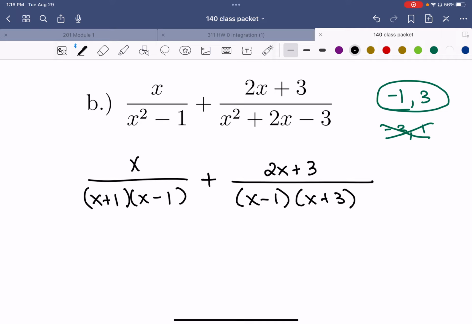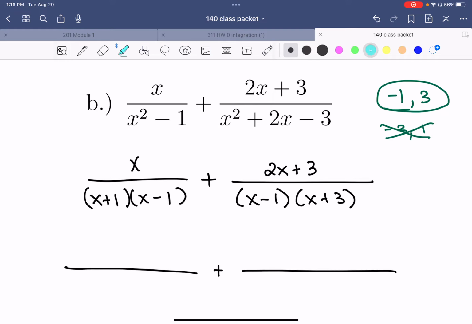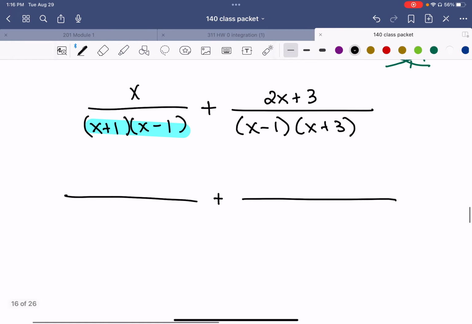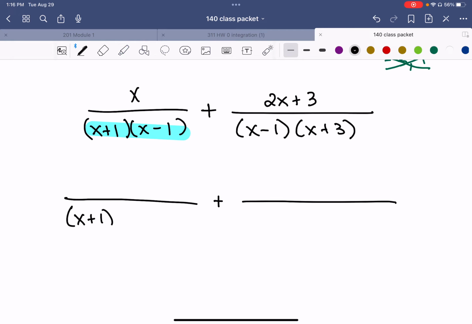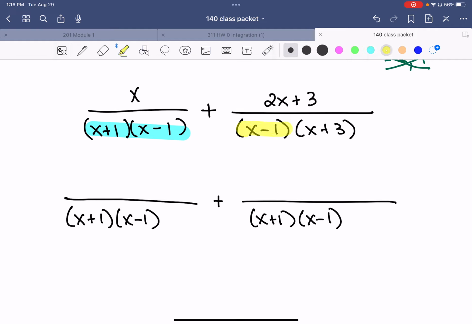Okay. Now, the next thing we want to do is to find our common denominator. And when I look here, I can see that I want to take all of this. So I want x plus 1 and x minus 1 to be part of my common denominator. Then when I look at the second one, this piece, the x minus 1, it's already there. So I don't need to rewrite it. I'm going to use the one that's already in there. So all I have to put in there is the x plus 3.